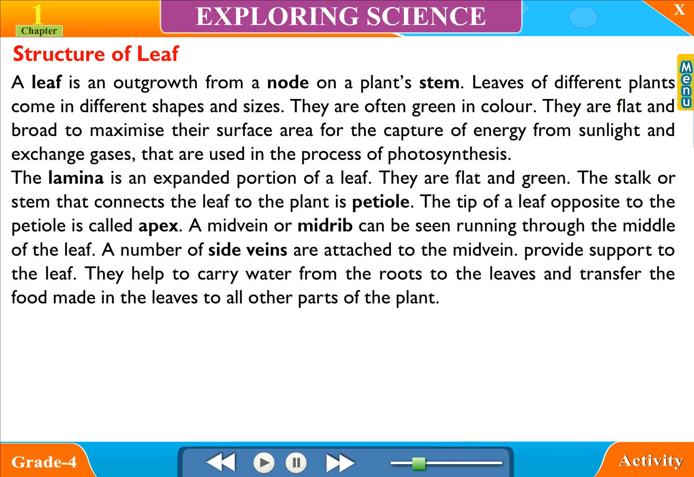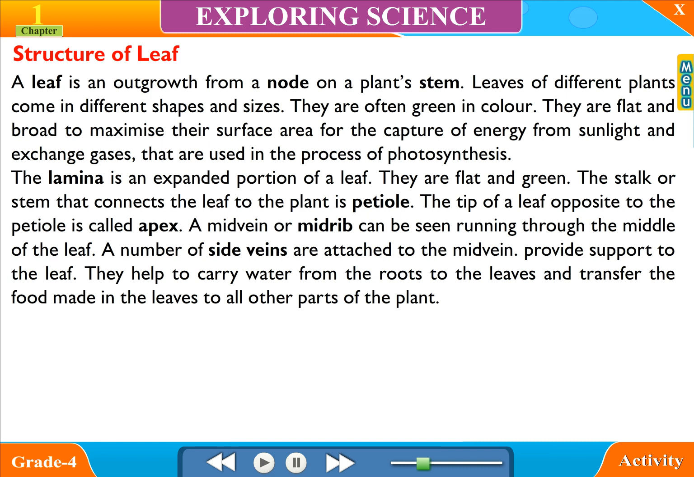The lamina is an expanded portion of a leaf. They are flat and green. The stalk or stem that connects the leaf to the plant is petiole. The tip of a leaf opposite to the petiole is called apex. A midvein or midrib can be seen running through the middle of the leaf. A number of side veins are attached to the midvein.